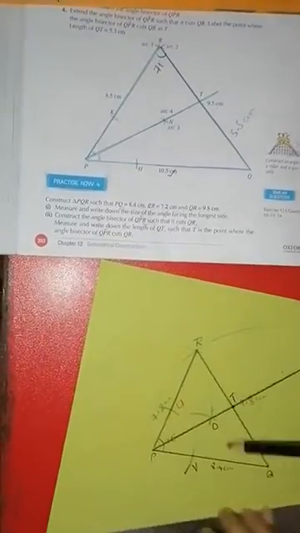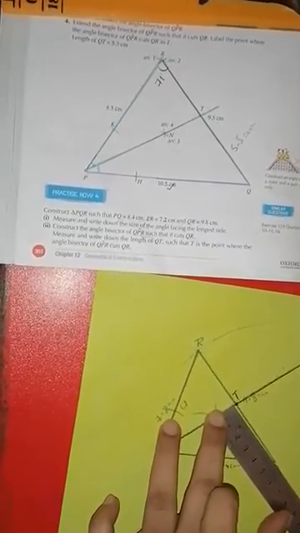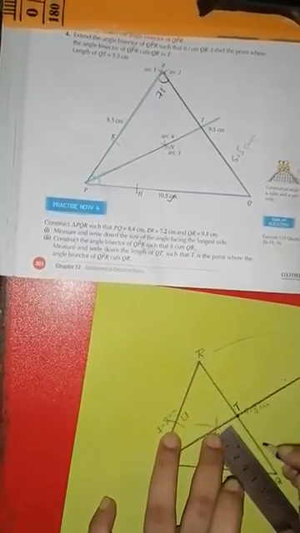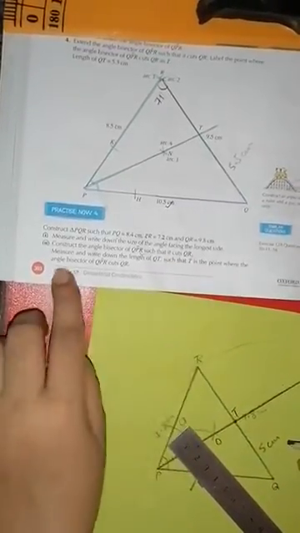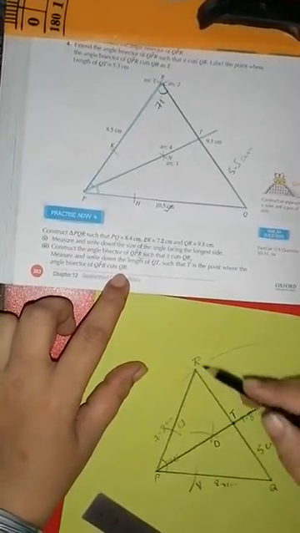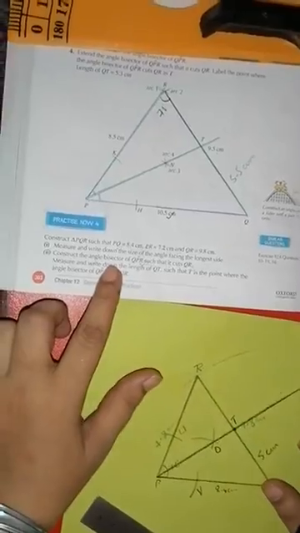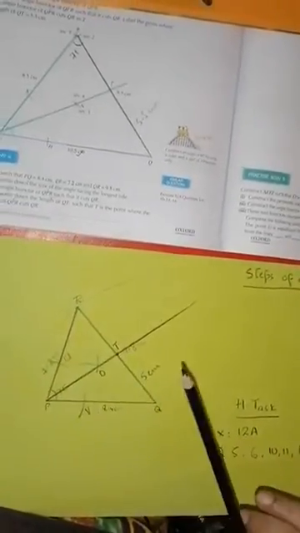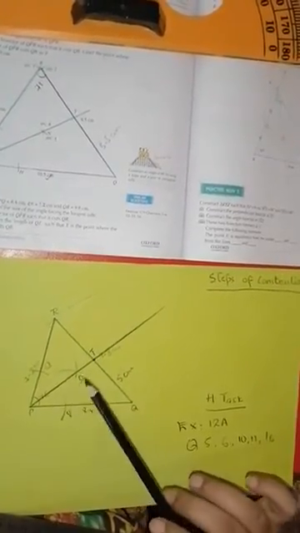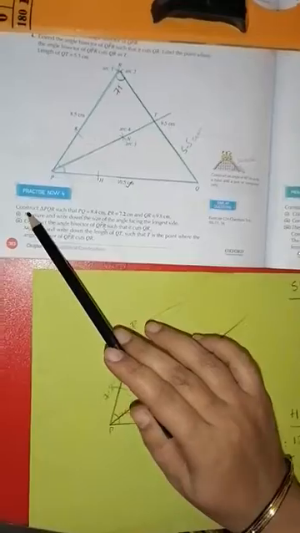Now what we have to do? We have to measure the length of QT. Let's measure it. QT is 5 centimeter. Yes, this is 5 centimeter. And T is the point where the angle bisector of QPR cuts QR. That is it. So here we have completed the construction of the triangle, as well as we have completed the given task with this case.